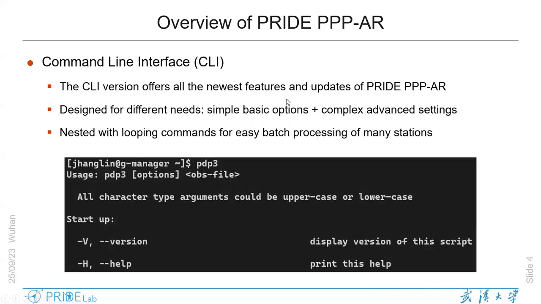And next, let me show you the command line interface of PRIDE PPP-AR, which uses a set of options and parameters to customize your processing strategies. If you don't set any option, our script can fill the options automatically for you, so you can use it more handily. When you do not set any arguments, as shown here, you will see the help message with all the usage of our configuration options.